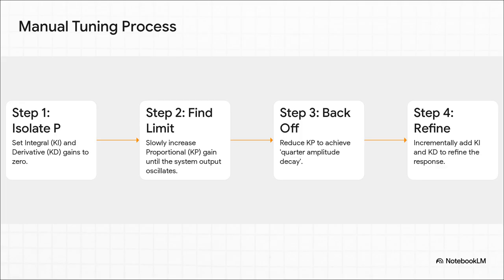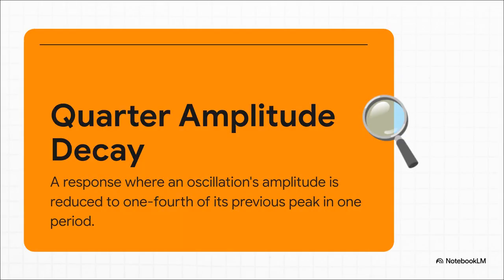Third, you back it off from that cliff just a bit to a safer spot. And finally, once that main response is stable, you start to bring in the I and D terms to clean everything up, getting rid of any leftover error and smoothing out the bumps. And that safer spot we mentioned, it actually has a name: quarter amplitude decay. This is our target. It's a classic engineering compromise, you know? It makes sure the system settles down quickly without being so aggressive that it flies past the target. We're aiming for each little wobble or oscillation to be just a quarter of the size of the one before it.